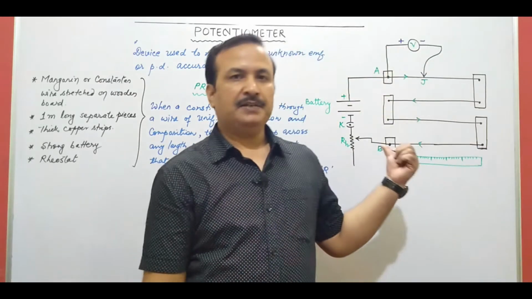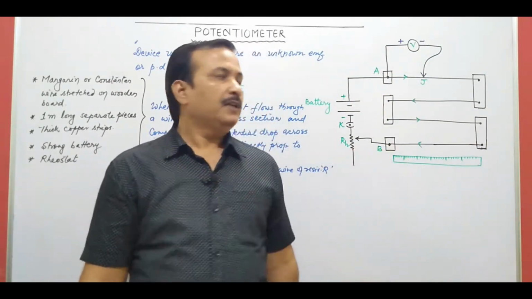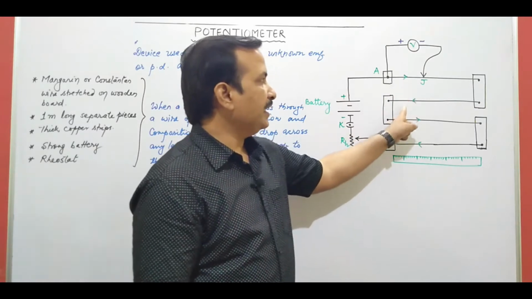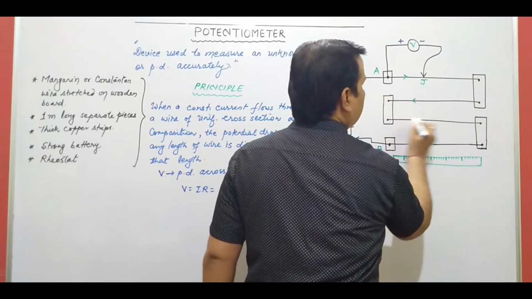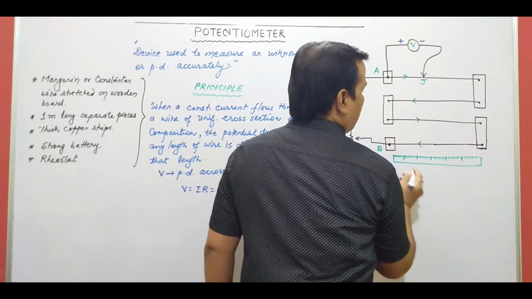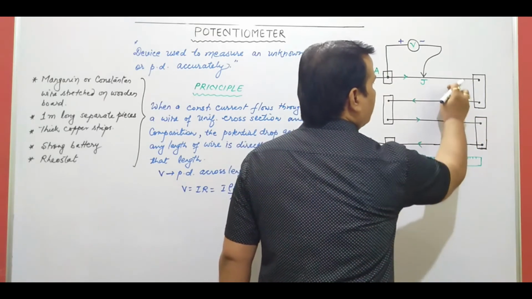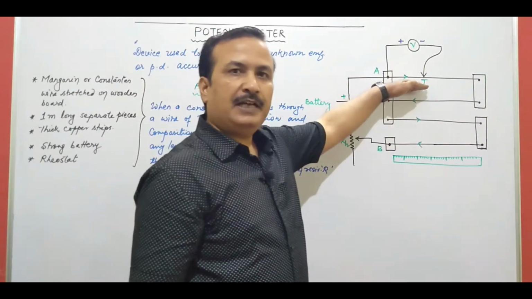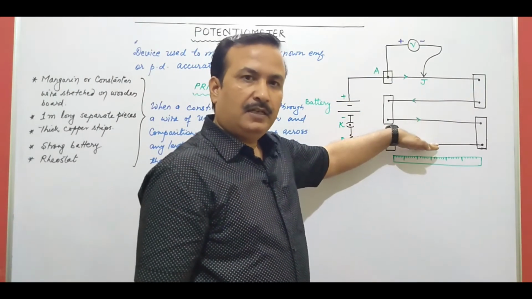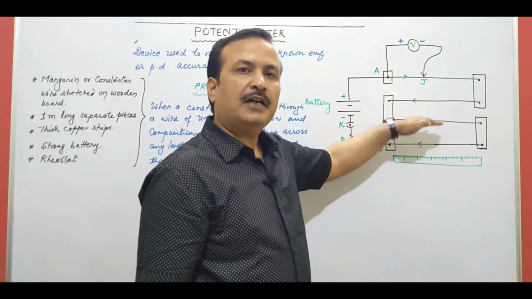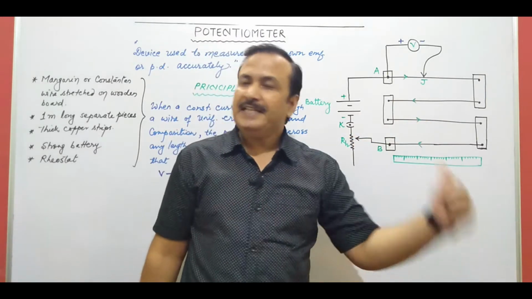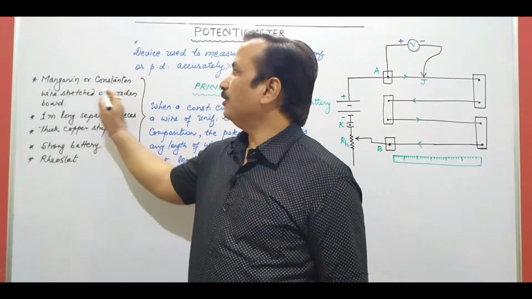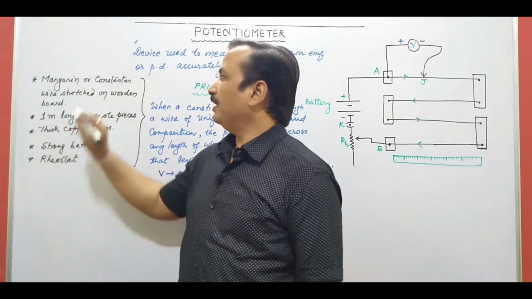I have drawn the diagram where you will find again the wires which are used here. You see here, from here to here, here to here, here to here, here to here. It is of 1 meter each. The pieces of wire are parallelly connected. All wires are of 1 meter length each. These wires are made up of manganese or constantan stretched on a wooden board.